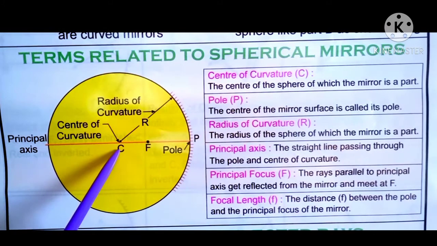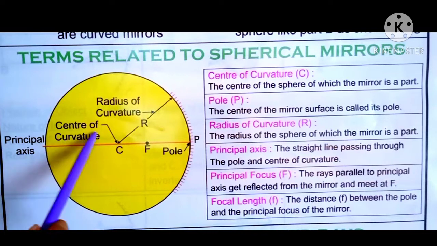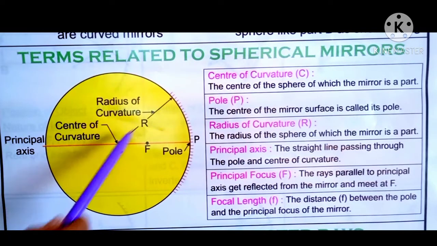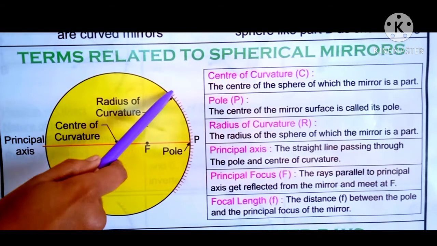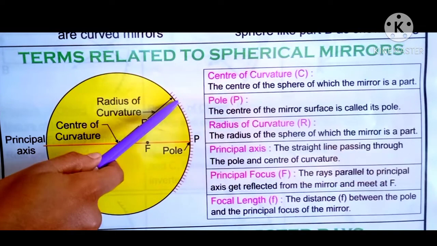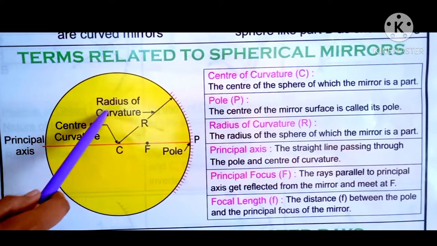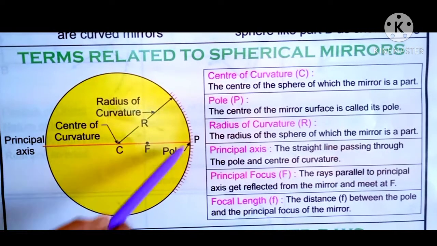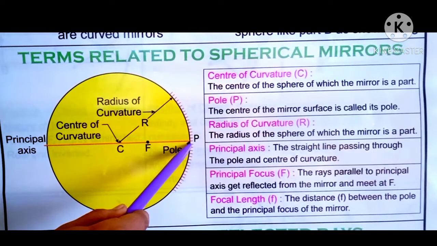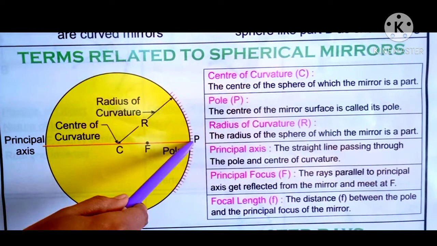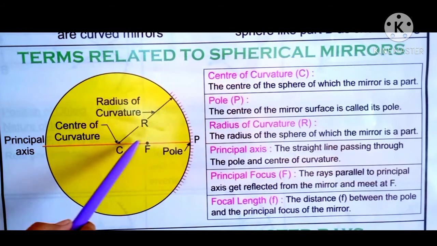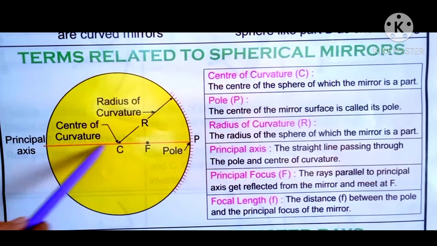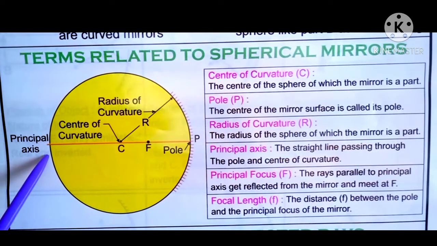So this center C is called the center of curvature of this mirror, and the distance from the center to the surface of the mirror is known as the radius of curvature. The midpoint of the mirror is known as the pole, and the line which is passing through the center and pole is known as the principal axis.